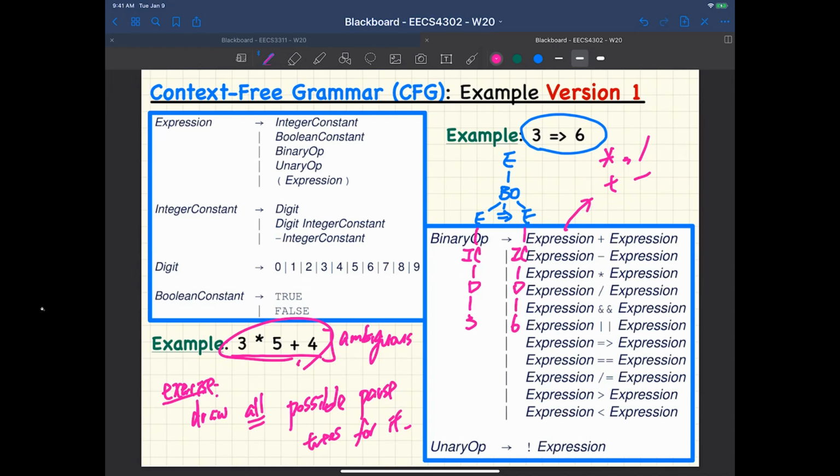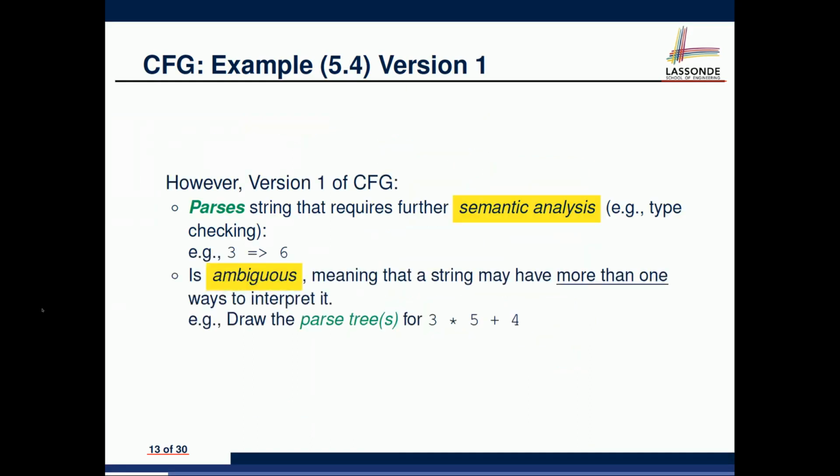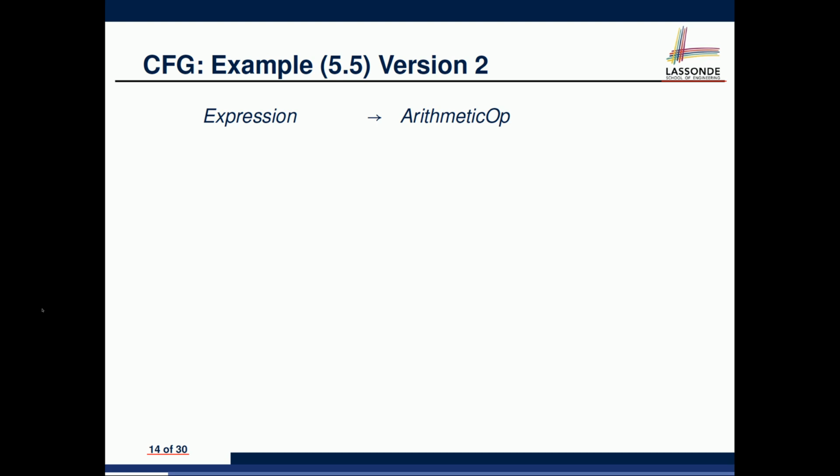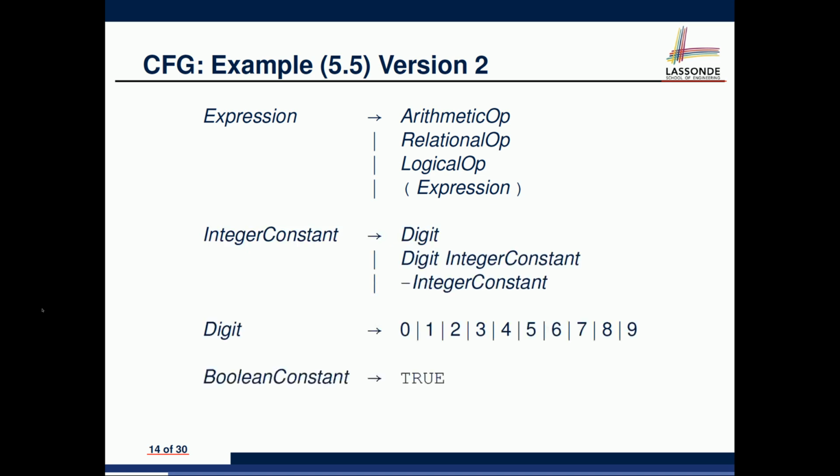Okay, that's about version 1. Let me see if there's anything else I want to say about version 1. Okay, that's something we said already. Let's talk about version 2. We are basically introducing a few more non-terminals: arithmetic operation, relational operation, rather than just expression, and also logical operation and expression. You have parentheses, digits, the same as before, and also Boolean constants, true or false. That part is the same. The main change is about the operations here.